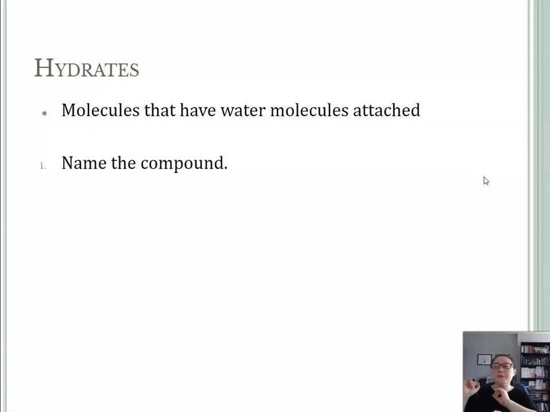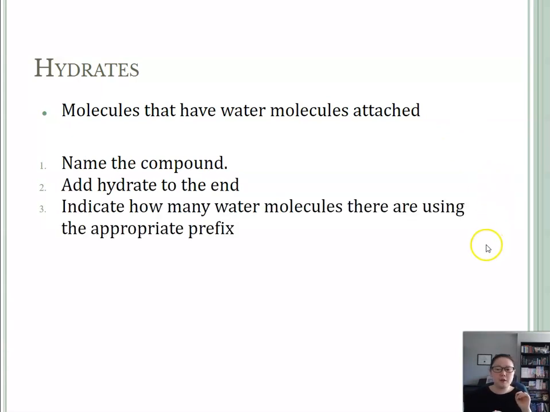So first thing you're going to do is you're going to name the ionic compound. Then, because it has water in the name, you're going to add hydrate to the very end. And then you're going to say how many water molecules there are. So what's that ratio between your ionic compound and your water? And you're going to indicate that ratio using a prefix like mono, di, tri, and so on and so forth.